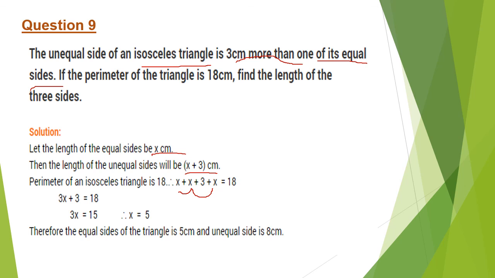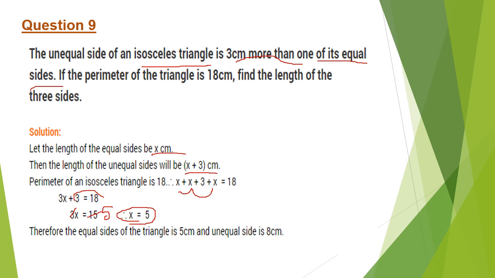Why? Because in 18 we need to subtract the 3. If we transpose this 3 to this side, it becomes minus 3. So 3x equals 18 minus 3, which is 15. 3 ones are 3, 3 fives are 15. Therefore, the x value is 5.